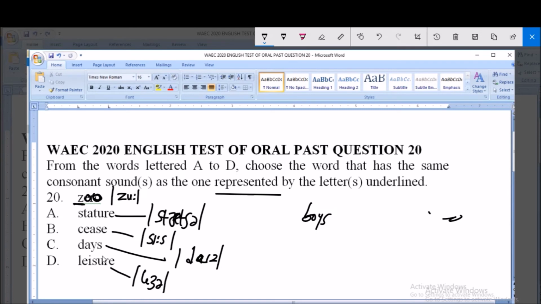So by this transcription, we find out that the Z sound is not silent here, and the letter S here is pronounced as Z. Because of this, option C is correct.